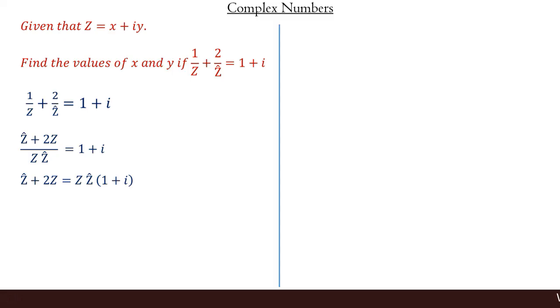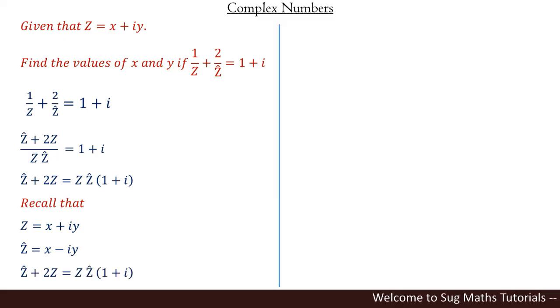Now recall that z is equal to x plus iy. Are we together? From the question, given that z is equal to x plus iy, what should be the value of z bar? z bar is z conjugate, so z conjugate is going to give us x minus iy. So in this equation where we have z bar plus 2z is equal to z multiplied by z bar, open bracket, 1 plus i, let's substitute the values for z and z bar.